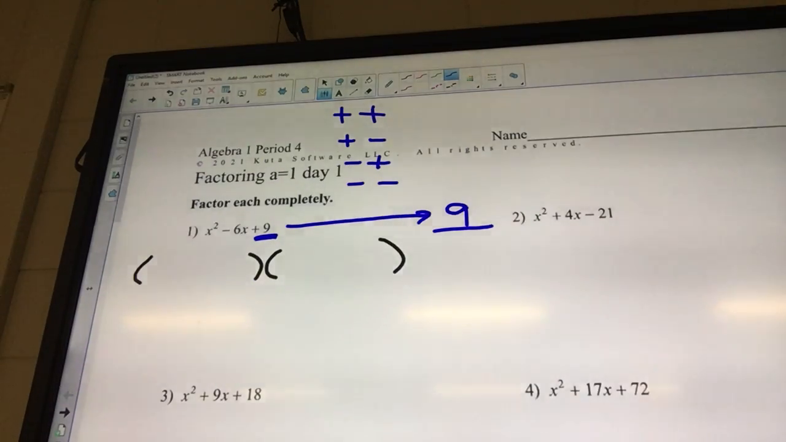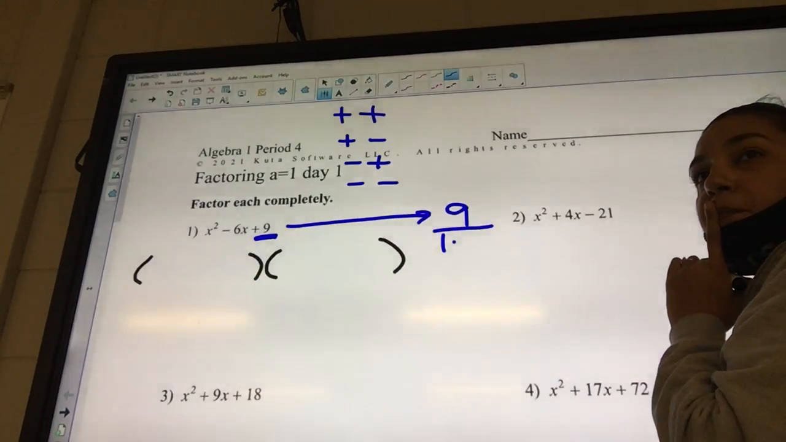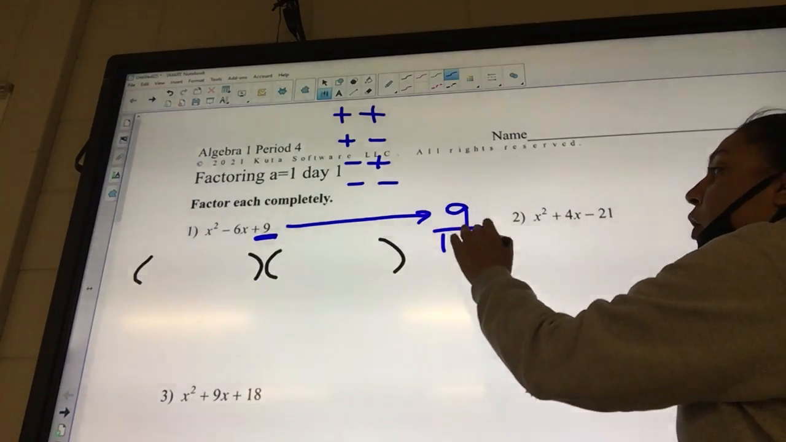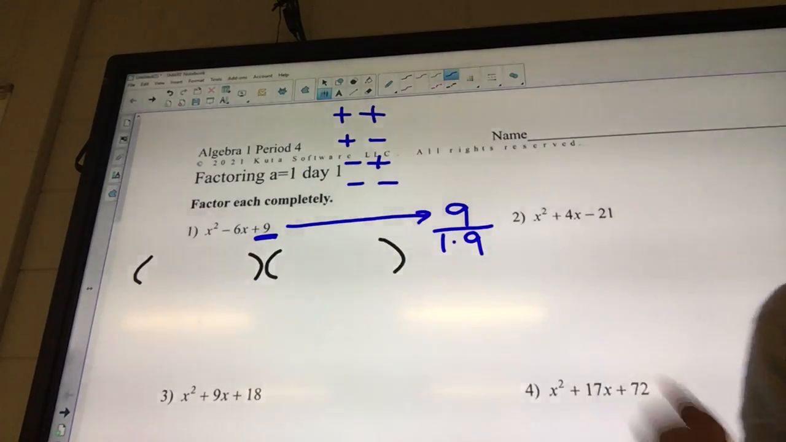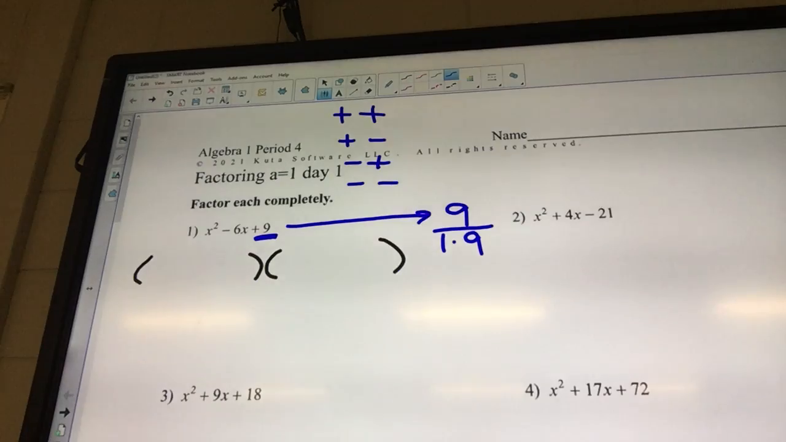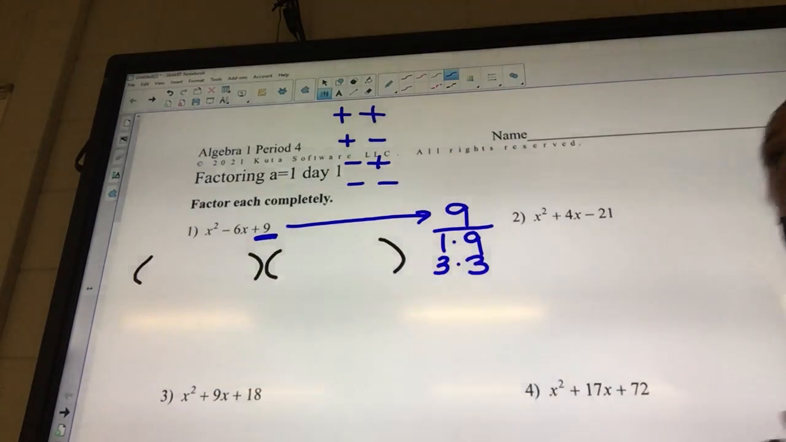And some factors of 9. So we start at 1. 1 times what would give you 9? 9. Always you're going to have 1. If the number is 36, it would be 1 and 36. If the number is 24, it's going to be 1 and 24. Now, on your calculator, you're going to say 9 divided by 2. Do you get a whole number? No. Okay, now check 3. 9 divided by 3. What'd you get? 3. 3 and 3. So you're going to put 3 and 3 on your list.